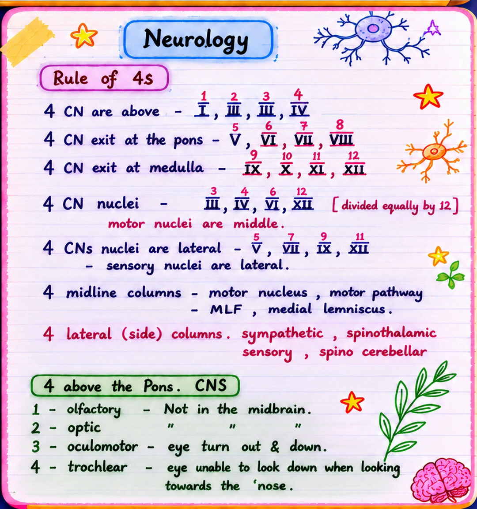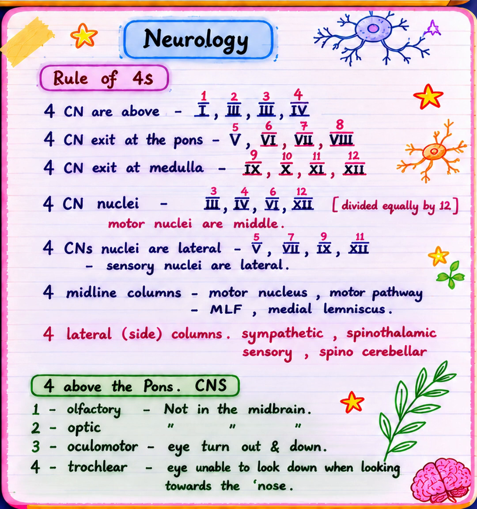That's how I remember: these cranial nerve numbers can be equally divided by 12. If the cranial nerve number can be divided by 12, then they exit at the middle. That's how I remember, okay? 3, 4, 6, and 12 exit at the middle. And also the cranial nerves that exit from the midline are motor nuclei, okay? Everything that exits in the middle is motor.